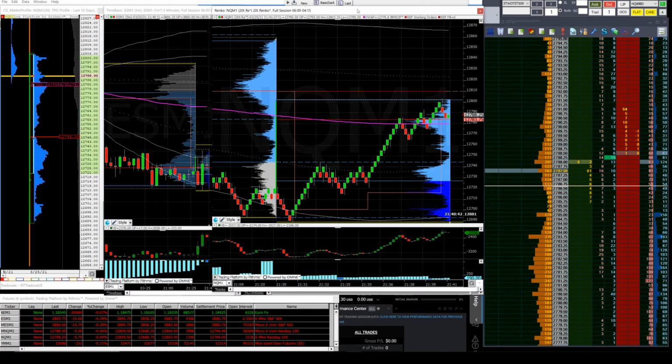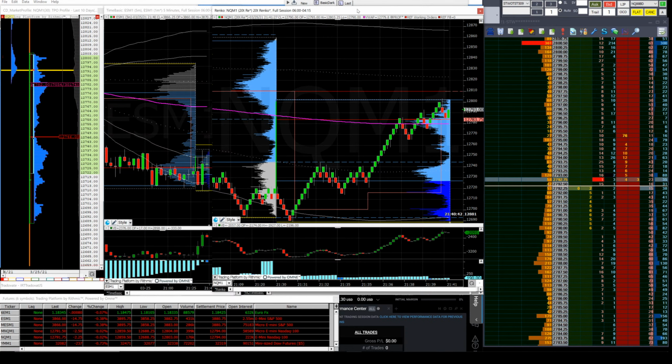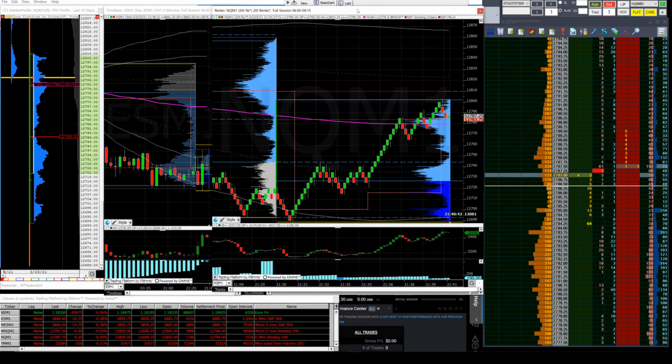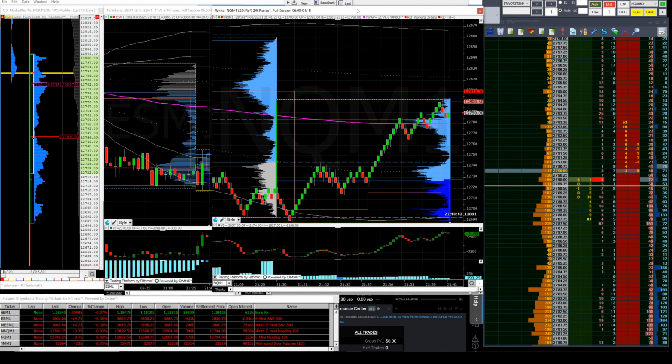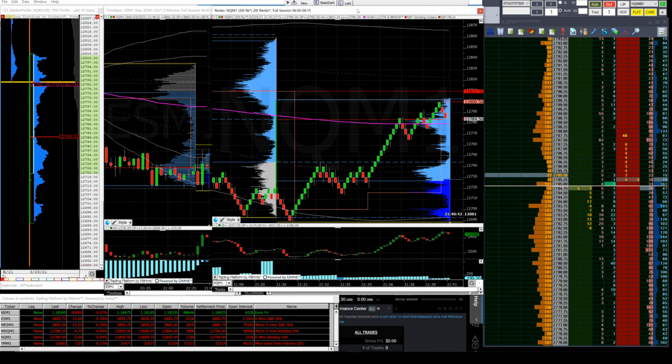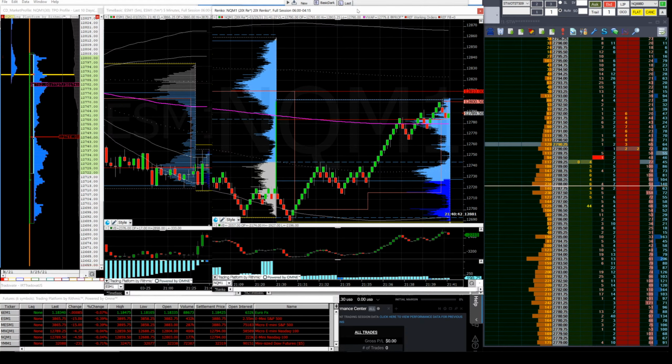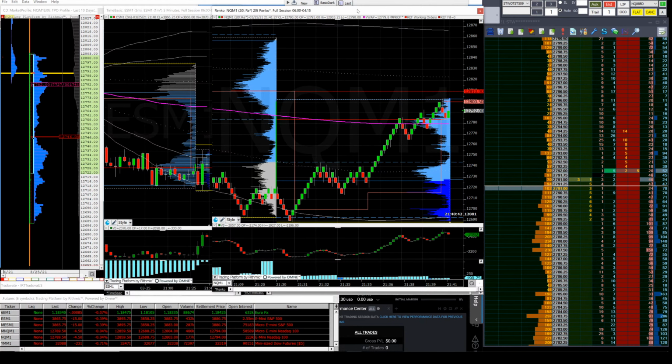So we know that we're dealing with intraday traders because they're respecting all of the visual references: value area high, value area low, that 12,800. So that's who we're dealing with.